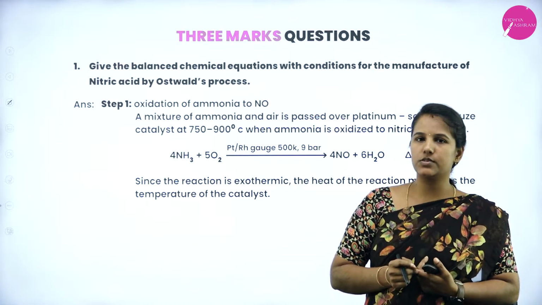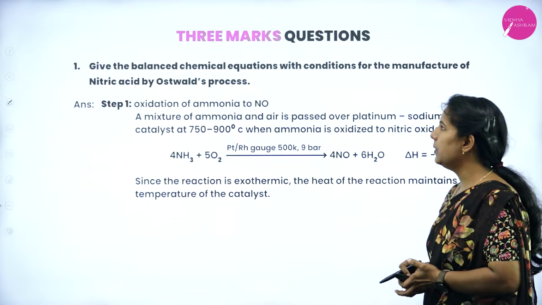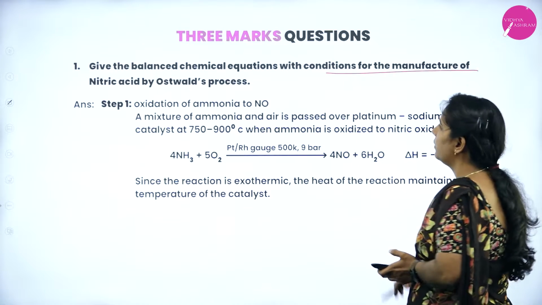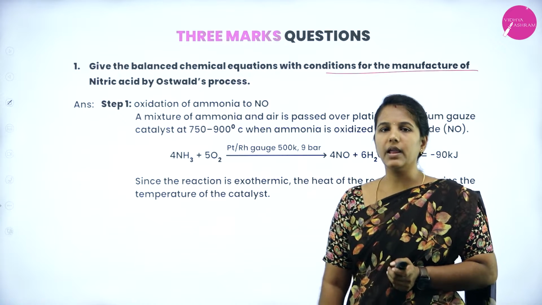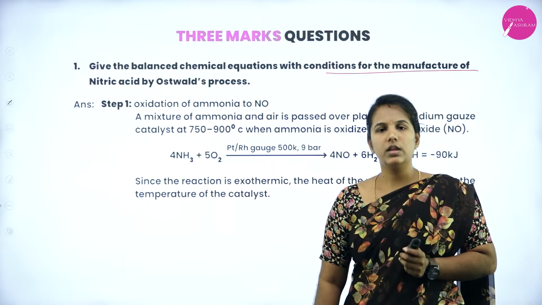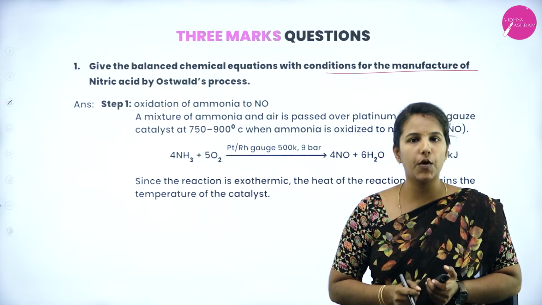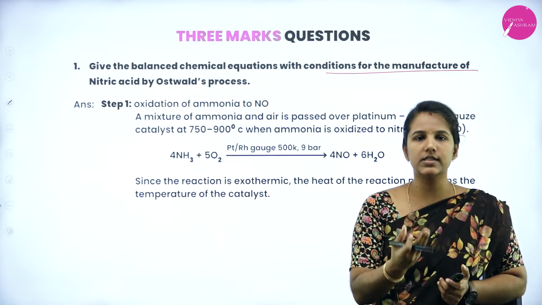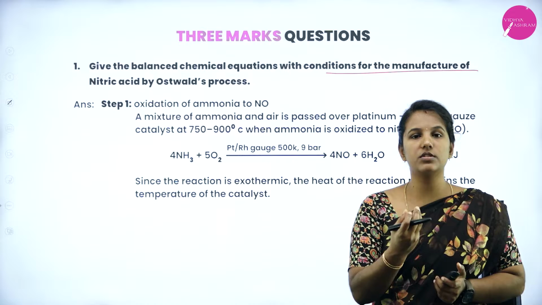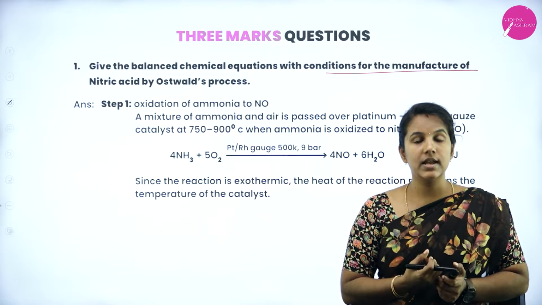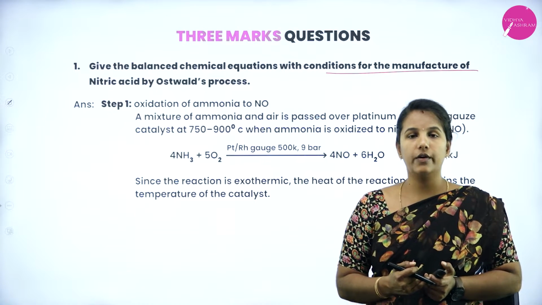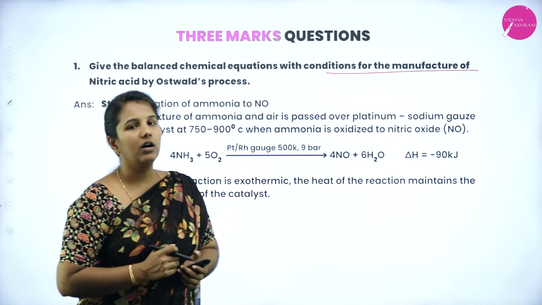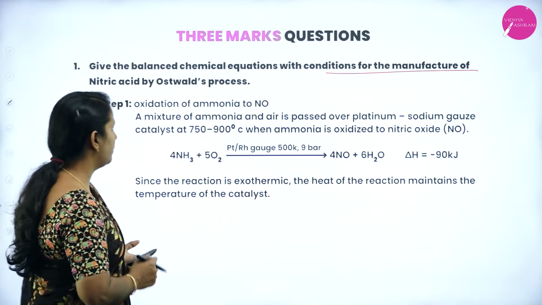Okay. First, I'll go with: give a balanced chemical equation with a condition for the manufacturing of nitric acid by Ostwald process. Here, you need to see the question properly, understand what the question consists of. Sometimes they'll ask you to write the condition, catalyst, and sometimes the steps. Sometimes with the diagram also. You must know how to answer the given question.